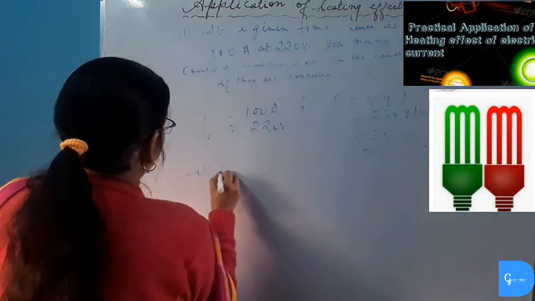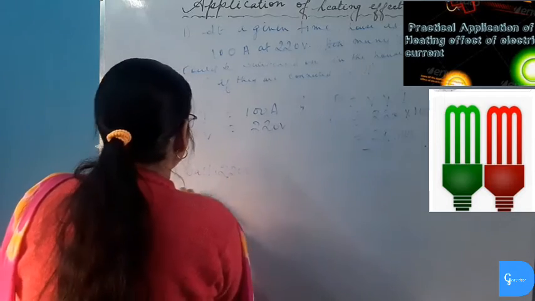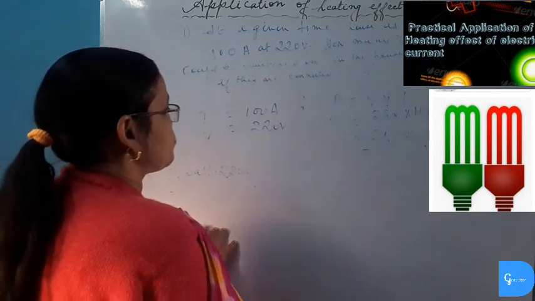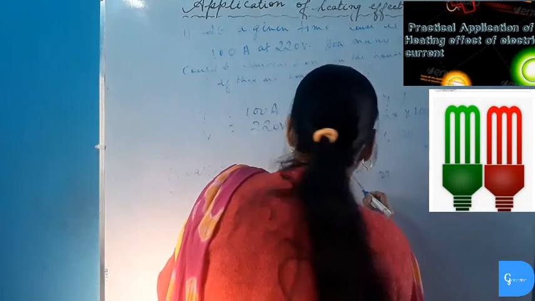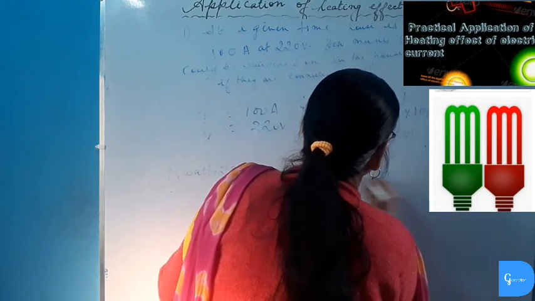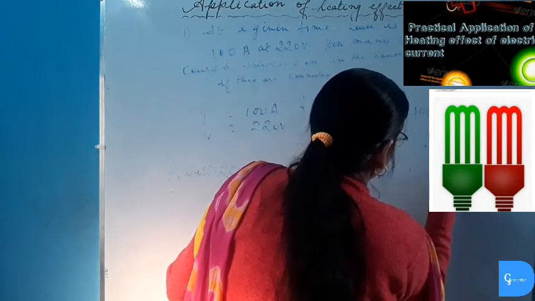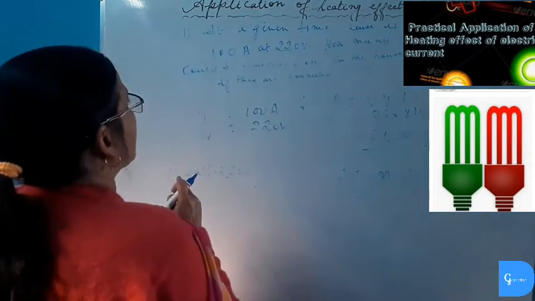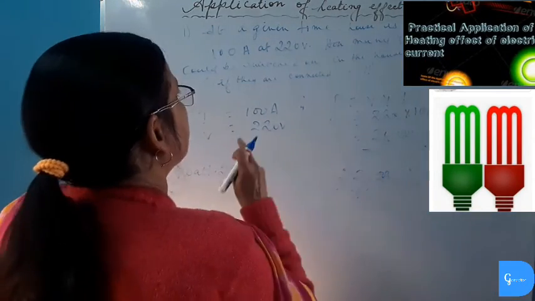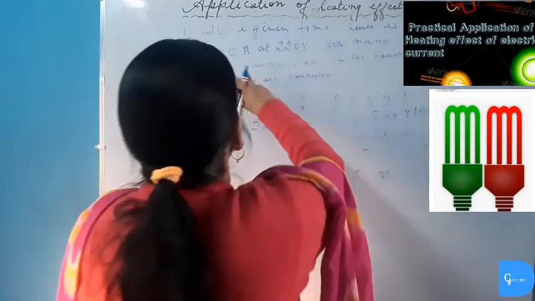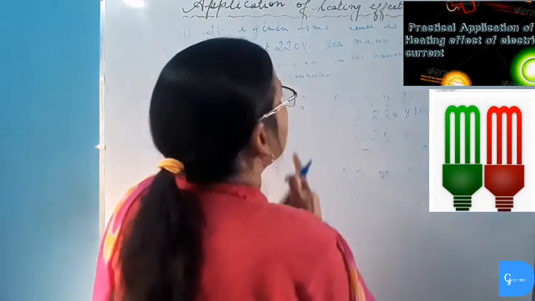Now 75 watt 220 volt bulbs are used. Then how many such bulbs will be used? We will divide 22,000 divided by 75, almost 293 bulbs. So 293 bulbs could be switched on in the house at the same time if they are connected in parallel and the current supplied is 100 ampere at 220 volt.